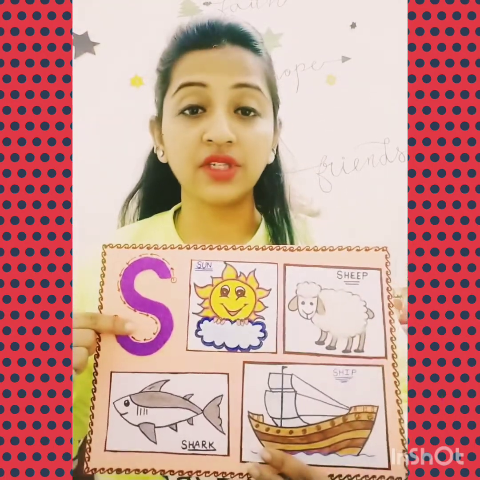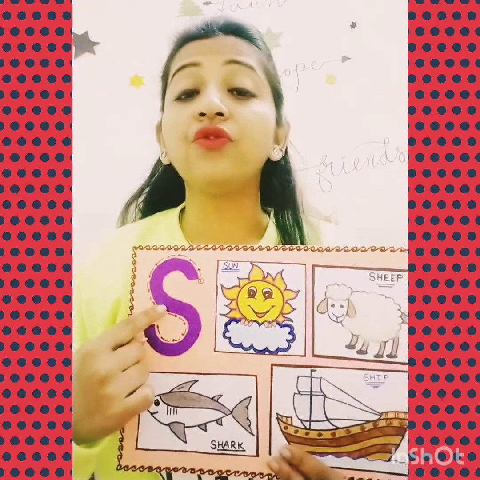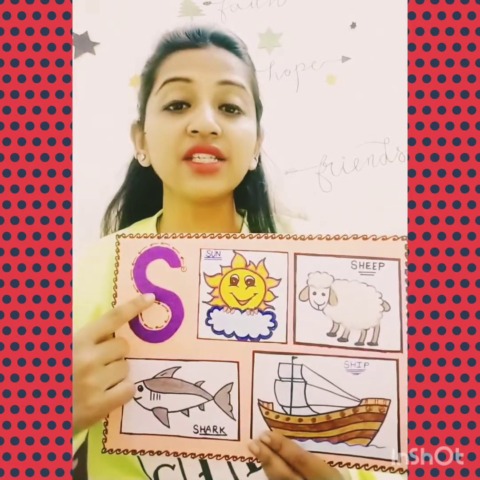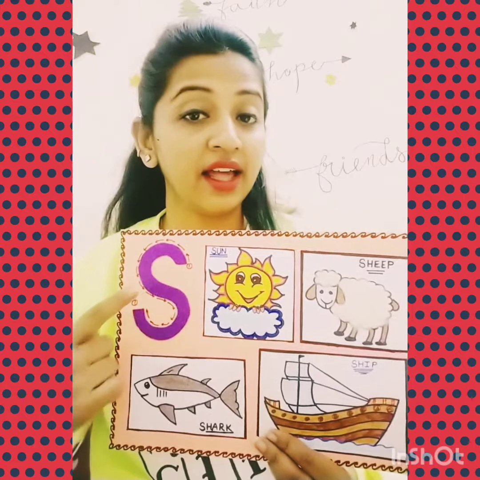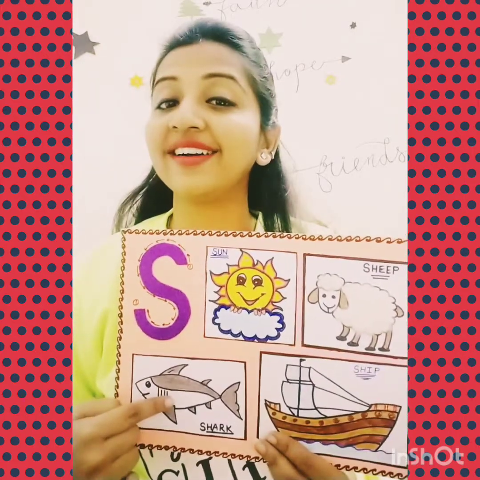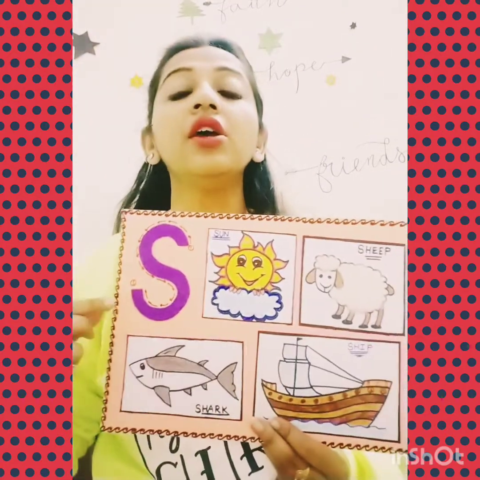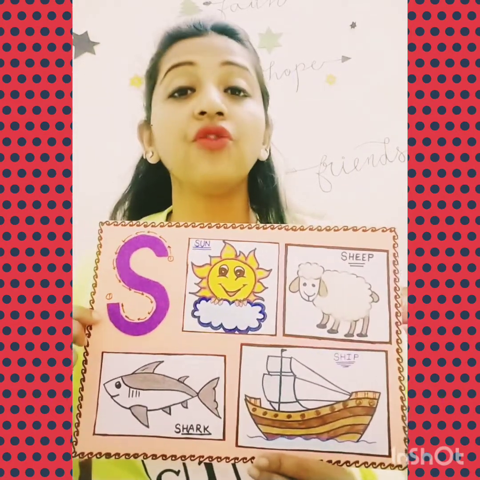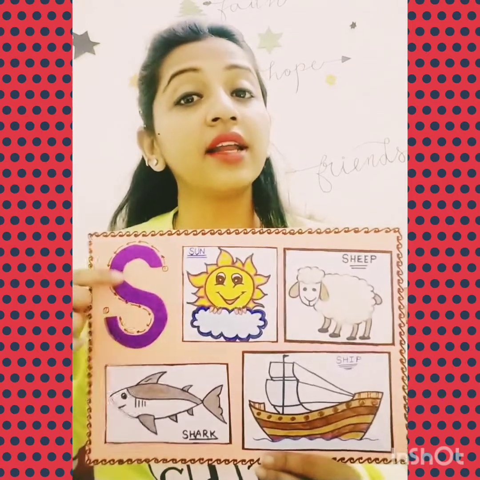Now see. S for sun. S for sheep. S for shark. Here we have some things and animals which start with letter S.